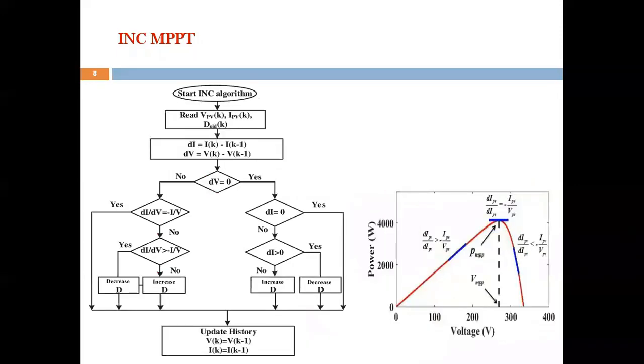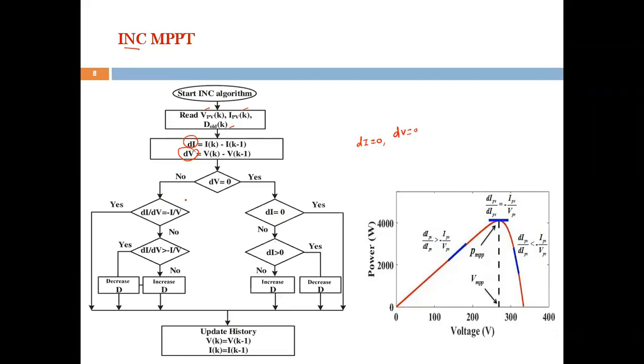Perturb and observe. Whereas in incremental conductance, first we will find out VPV, IPV, and the duty ratios. Then we will see the change in current and change in voltage. If change in voltage is 0 and change in current is 0, that means dI is equal to 0, dV is equal to 0. Then Vk is equal to Vk minus 1. That means it is at the maximum power point. But if dV is equal to 0, then dI is not equal to 0. Then what will we do?